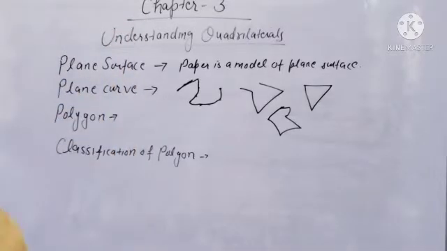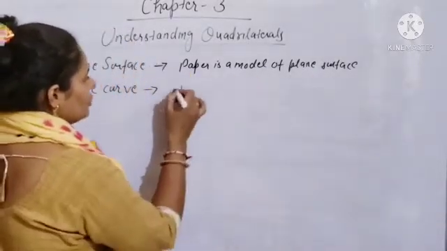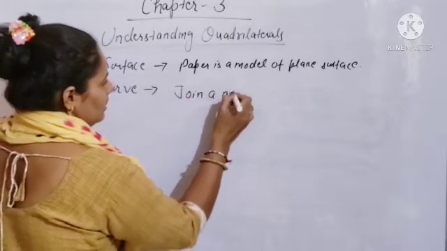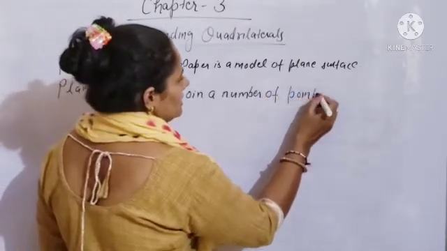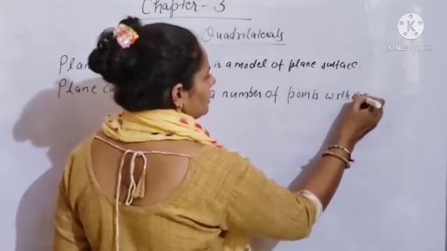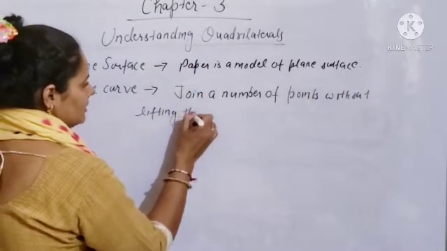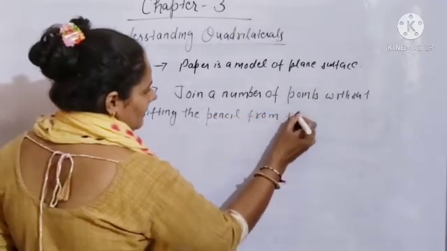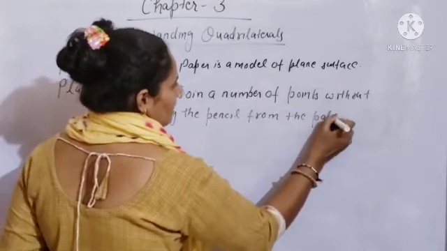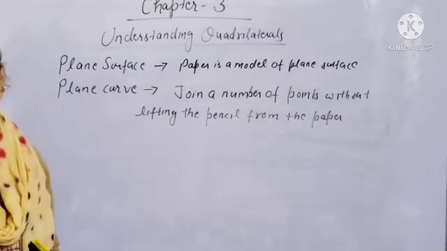I am writing the definition also, so you can write: plane curve. What is a plane curve? Join a number of points without lifting the pencil from the paper. Clear? From the paper. So a plane curve is joining a number of points without lifting the pencil from the paper.